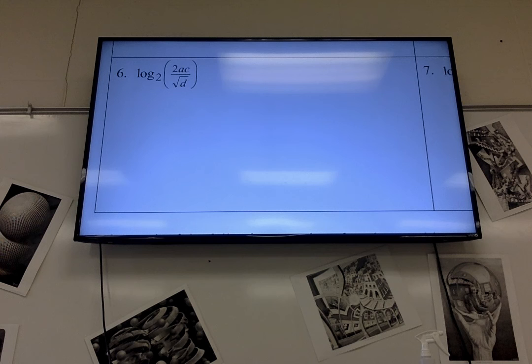Okay. Same type of thing. We have division. So it's log base 2 of 2ac, you can put parentheses around it, wouldn't hurt, minus log base 2 of the square root of e. If you're not sure when to and when not to put parentheses, you can always put the parentheses after log. It's not going to hurt.